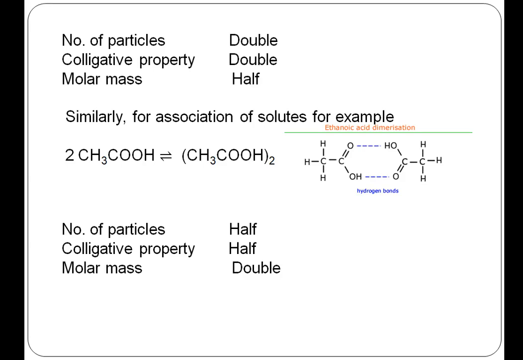Similarly, for association of solutes. For example, ethanoic acid. It forms a dimer due to the formation of hydrogen bonds. Means two particles change to one. Or we can say the number of particles becomes half. So colligative property also becomes half. Therefore, molar mass will become double.